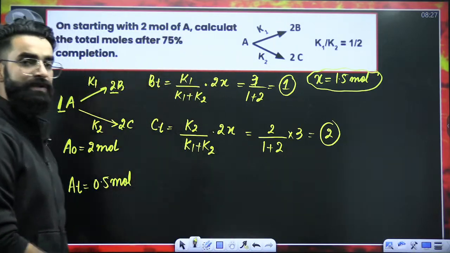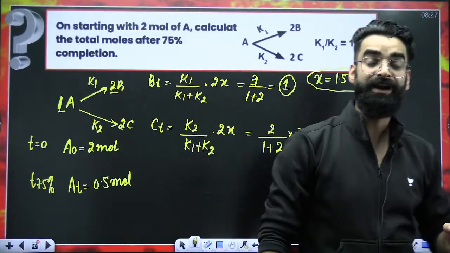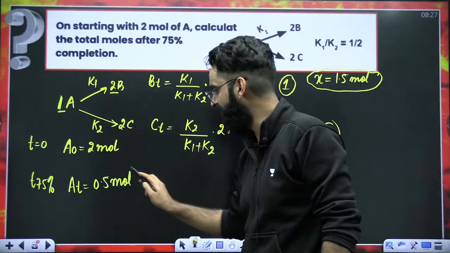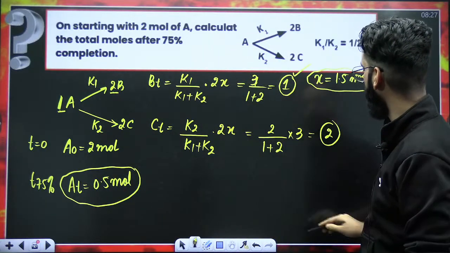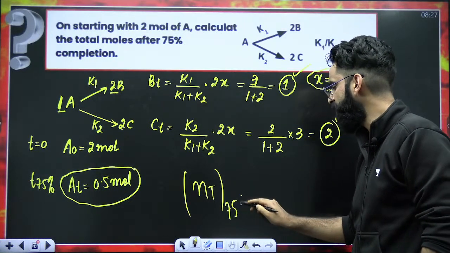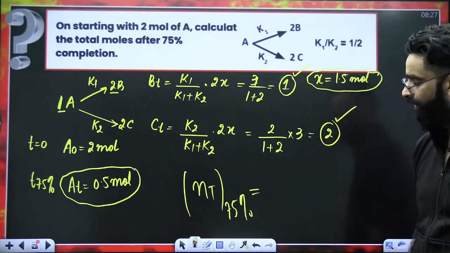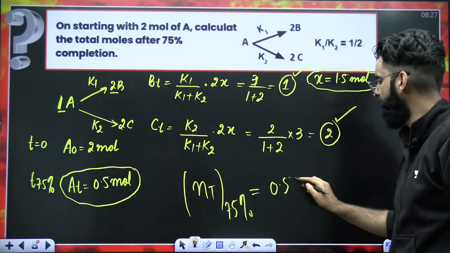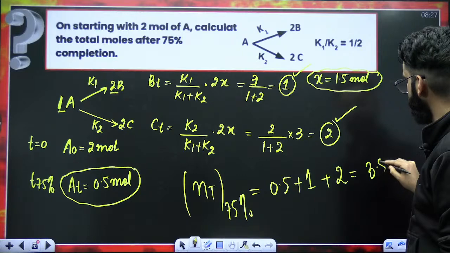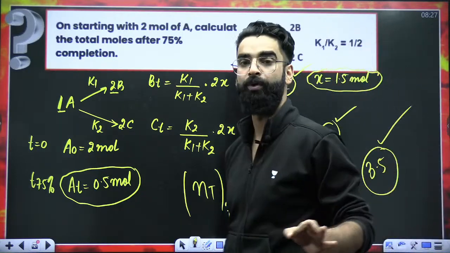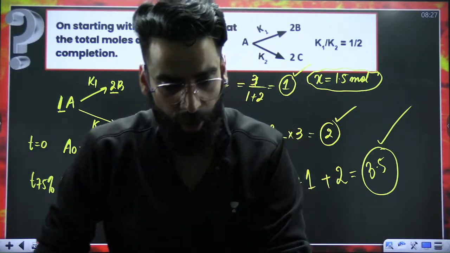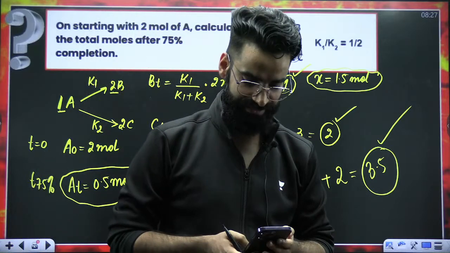Right? So my dear students, if I ask you, when 75% of the reaction is completed, which components are there in the container? There are some moles of A left in the container, some moles of B have got formed, and some moles of C have got formed. So how many total moles are there in the container when 75% of the reaction has got completed? Moles of reactant left, that's 0.5. Moles of B which have got formed, that's 1. Moles of C which have got formed, that's 2. So the final value comes out to be 3.5. I would say 3.5 moles will be there in the container in total when 75% of the reaction would have got completed. Let me know in the chats if this is again clear to you.